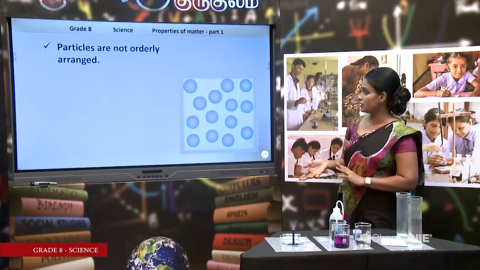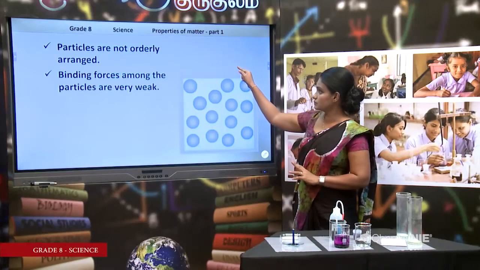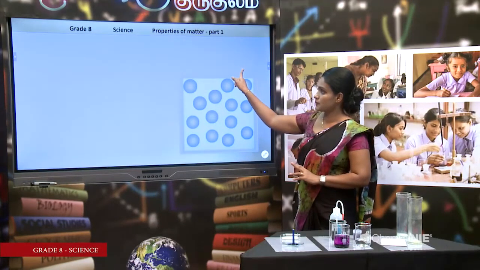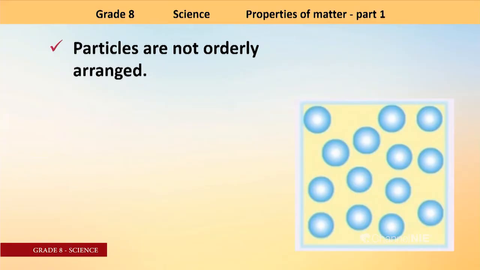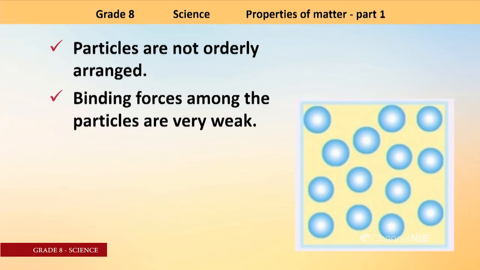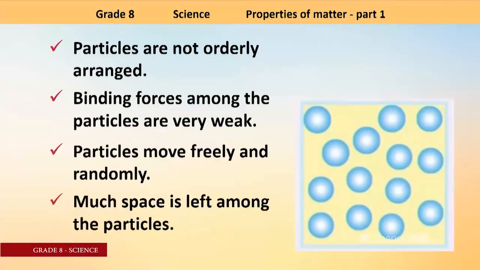Here you can see particles are not orderly arranged. Then the binding forces among the particles are very weak. Then particles move freely and randomly. So, at last much space is left among the particles. This is related to the gas.